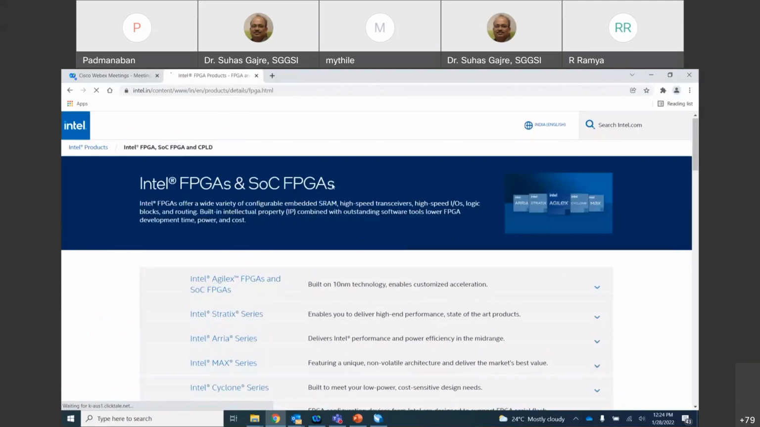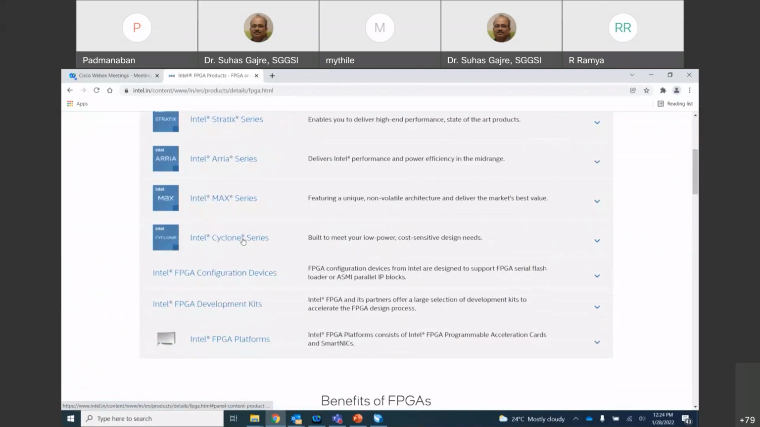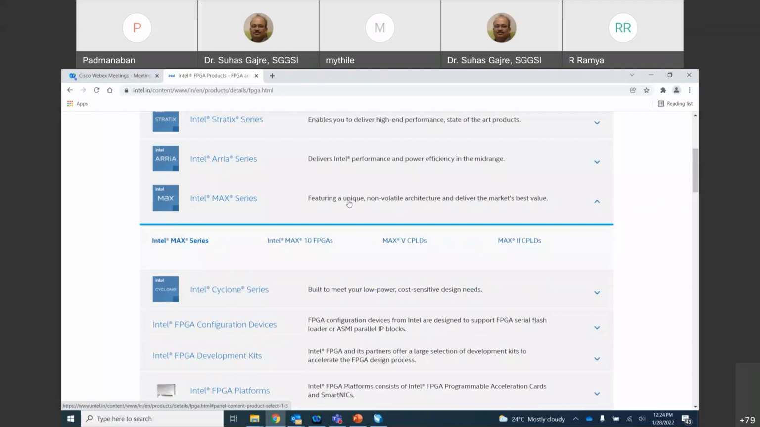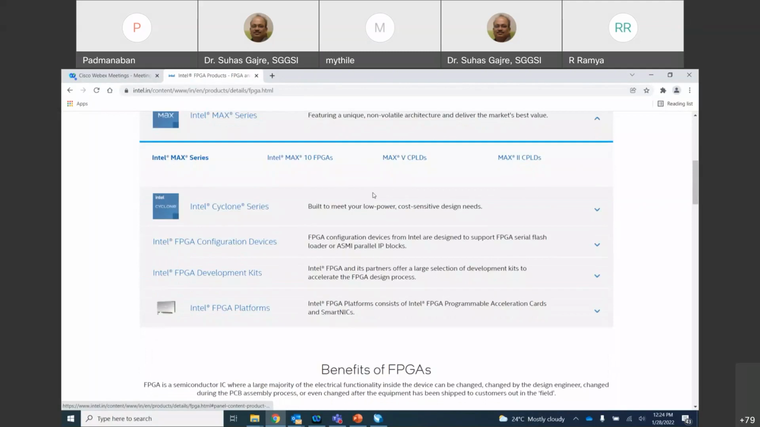You can see all the FPGAs that are available. Here you can see the Cyclone series. And then you can see the Cyclone V FPGAs and the SoC FPGAs. Because you can see this is a system on a chip, SoC FPGA. Whereas in the MAX series, if you open, you can see Intel MAX 10 FPGAs, but they are not a family of SoC. They have only the soft core processor. What is this soft core processor and what is this hard core processor? That's what we should understand right now.